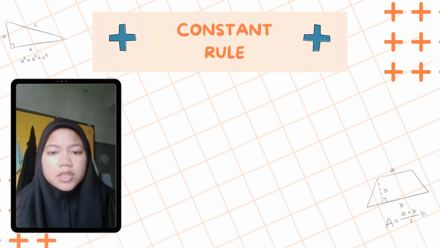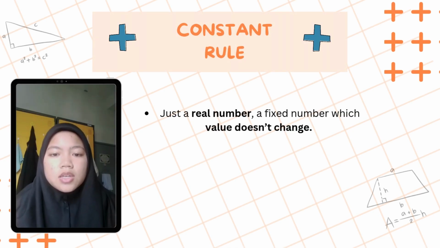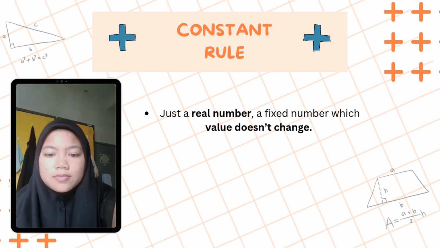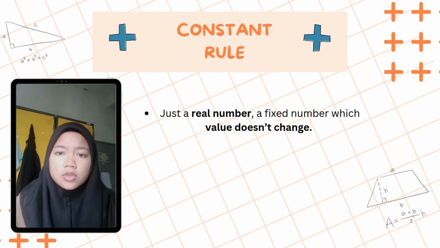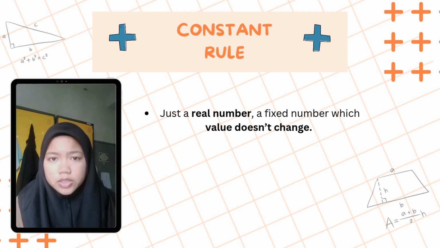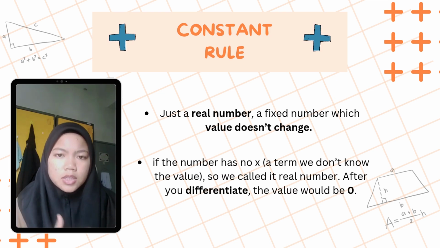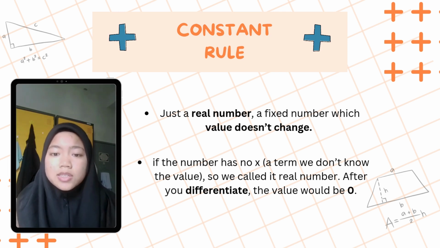So I'm going to explain the first rule, which is the constant rule. In the constant rule, the derivative of a constant number is always zero. A constant doesn't change. It stays the same no matter what the input is. So basically, its rate of change is zero.